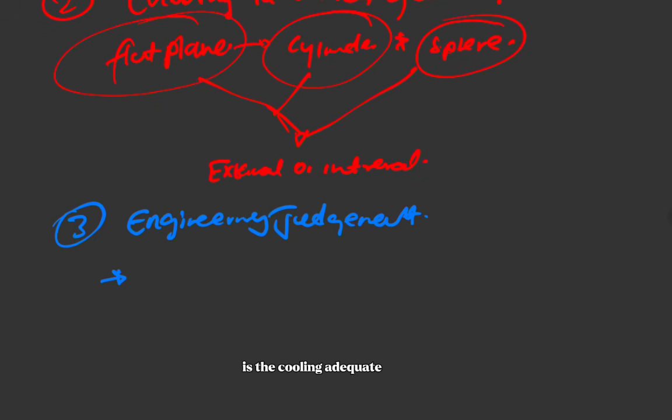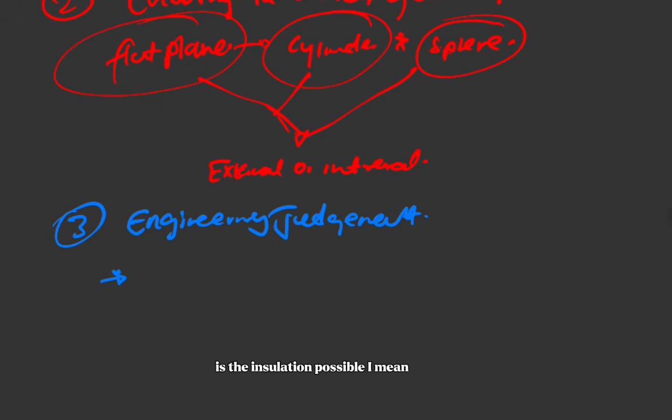Is the cooling adequate? If we say that we need to be cooling by removing 5,000 kilojoules per second, you need to be somebody who is able to say, my value was below that, therefore the cooling is inadequate, or my value was above that, therefore the cooling is adequate.